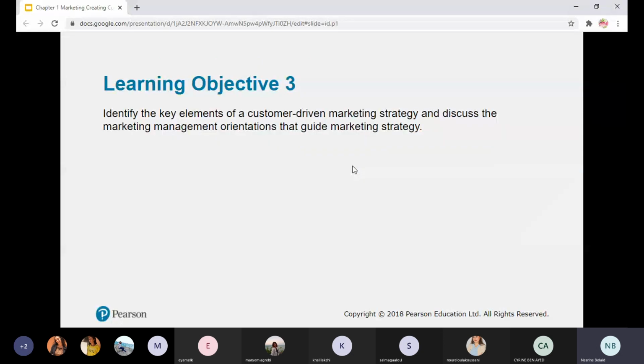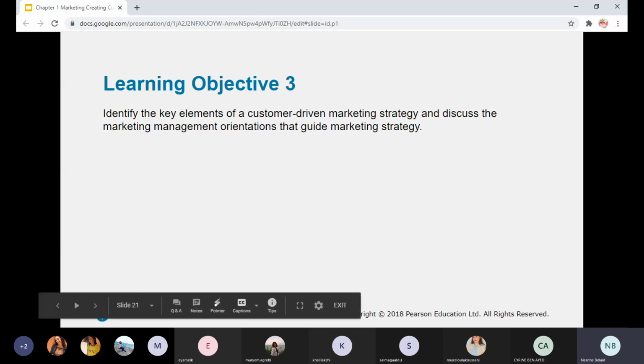Right? Now let's begin with learner objective number 3. Here we will try to identify the key elements of a customer-driven marketing strategy. We will discuss the marketing management orientations that guide marketing strategy.